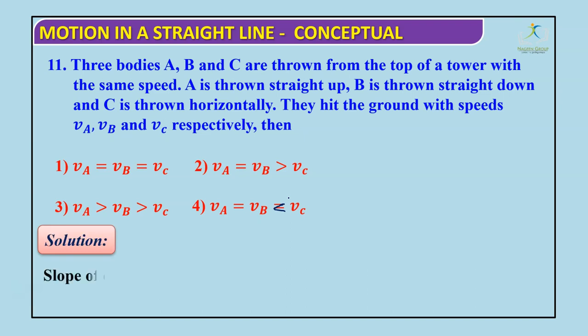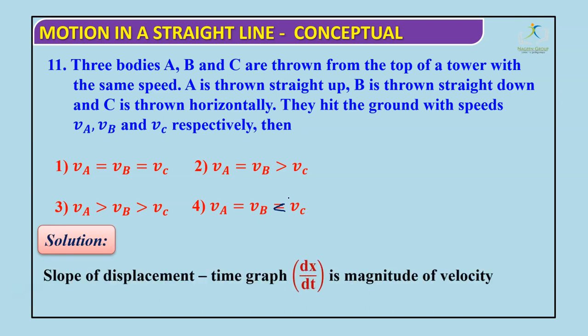Now move to the solution part. The slope of the distance time graph, dx by dt, is the magnitude of velocity. So the correct answer is option 1.